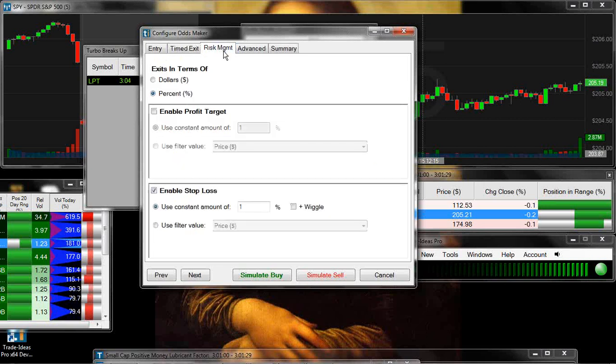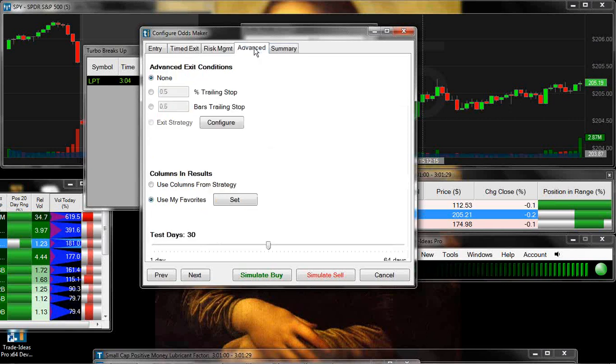Well, we can also click here and assign stop loss and profit targets by enabling these fields. And we can use either percentage or dollar amounts in this capacity, along with some other things like filter values or specific alerts within the product to act as additional exit criteria. But in a nutshell, the Odds Maker is the back tester.